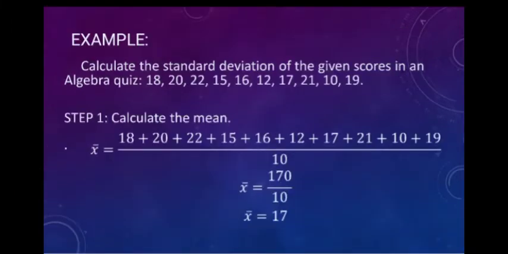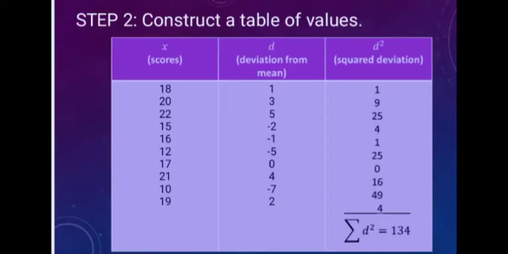So we have an example here. Calculate the standard deviation of the given scores in an algebra quiz. We have the set of data containing 10 items. Step 1, calculate the mean. The mean is equal to the total of the items divided by the number of items. So that is equal to 170 all over 10, or 17. Next, we will construct a table of values for scores, deviation from mean, and squared deviation.